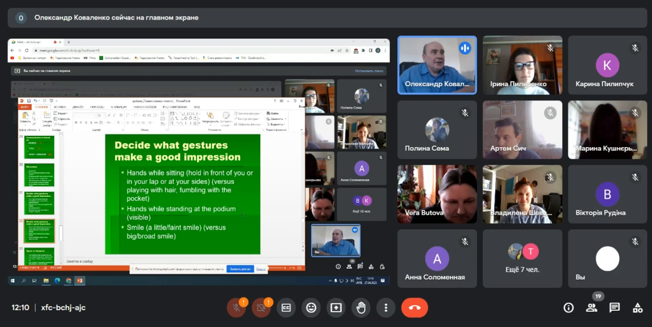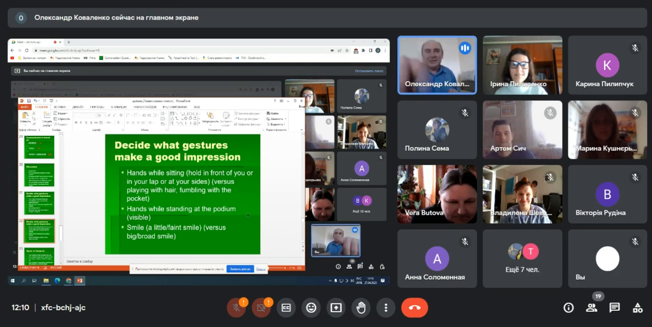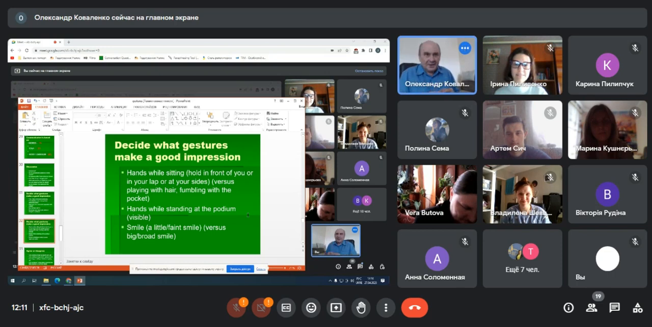Well, should hands be visible or not visible while standing at the podium, or while talking with you? You know what? 50-50. Should be visible, and that's why I adjusted my camera and made it lower than usual. People are paid crazy money for all this. So they know. I mean politicians, et cetera.